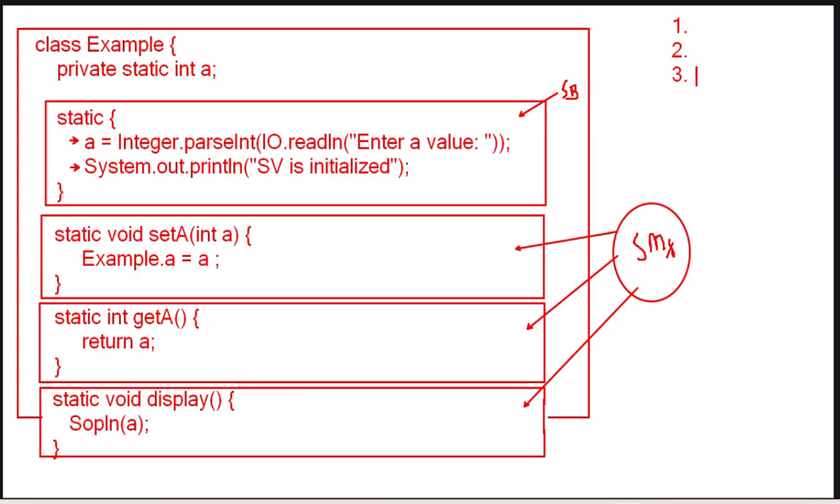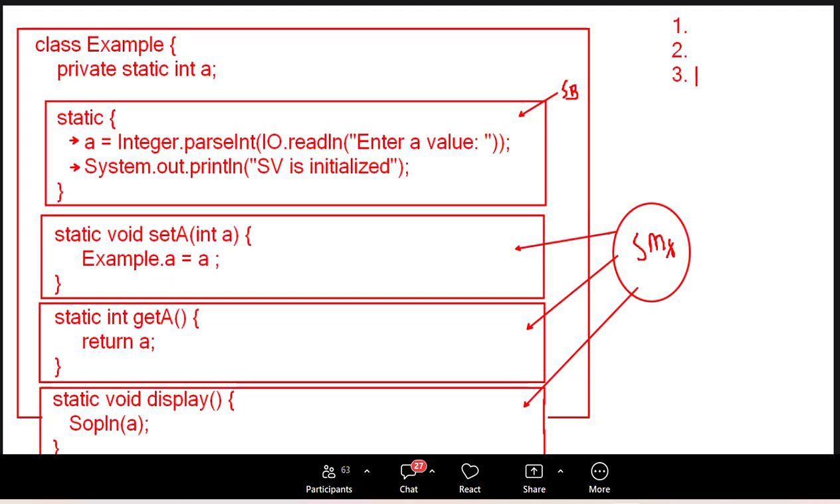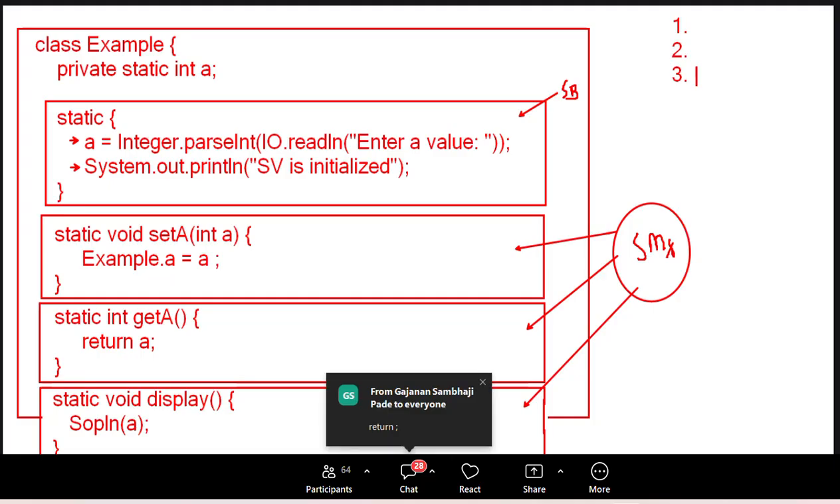Void method can return value. Non-void method must return value. I want to just terminate the method and return control to the calling method. What should I use? Return semicolon. I want to terminate the method and return control to the calling method with value. Then return value semicolon.